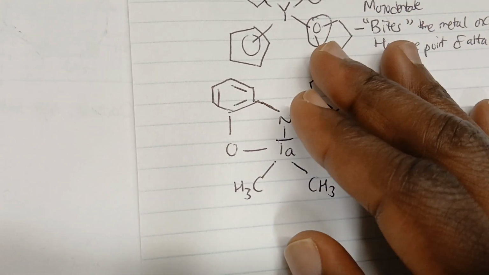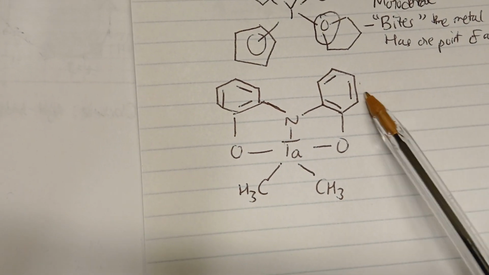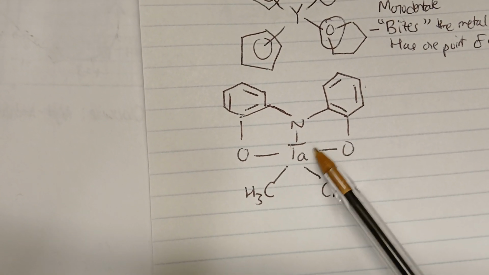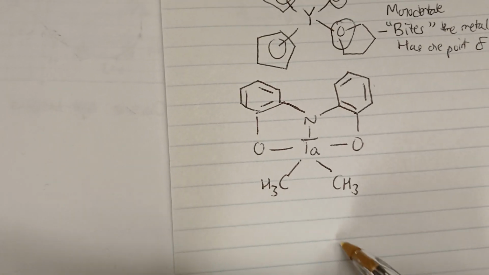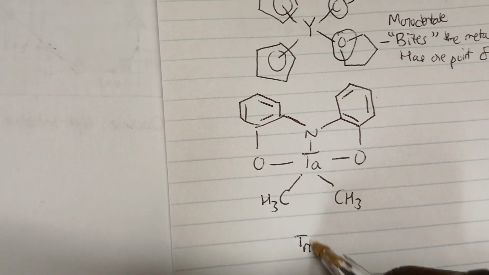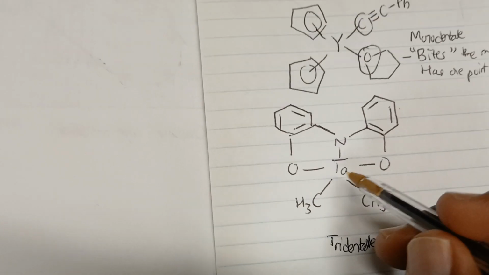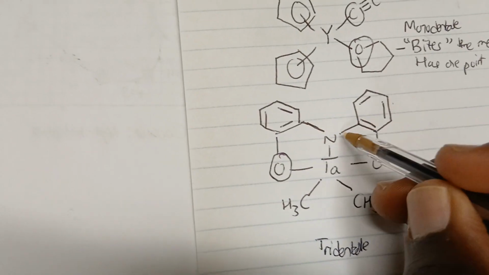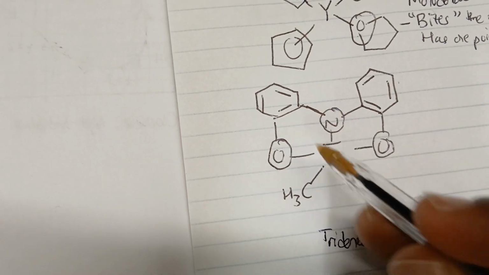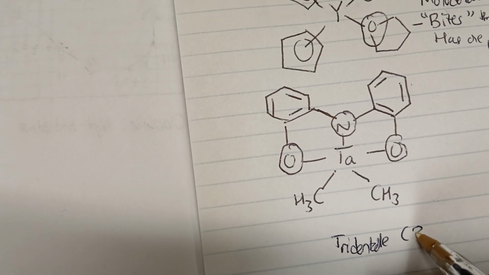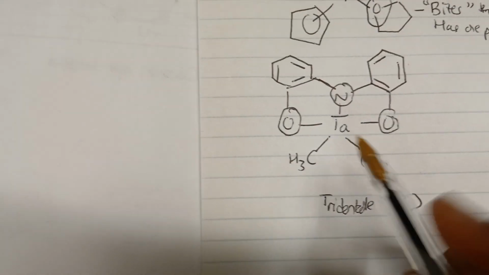But we'll get to that in another video. That's quite different. So what would this be? This would basically be tridentate. A denticity of 3 is tridentate. So this atom, and this atom, these are all tridentate ligands because they have 3 points of attachment to the metal directly.